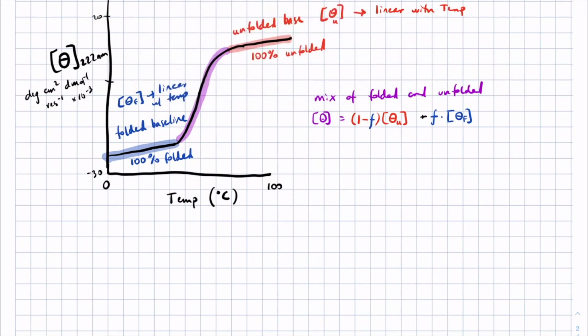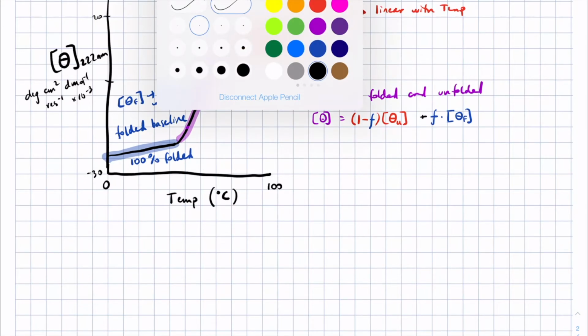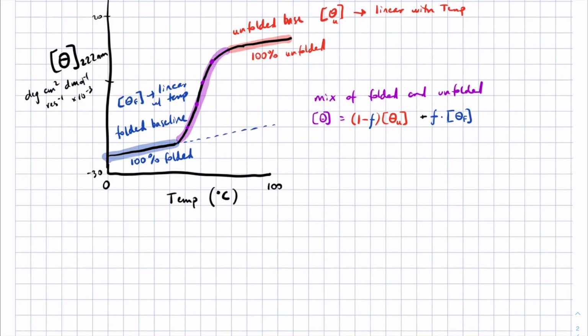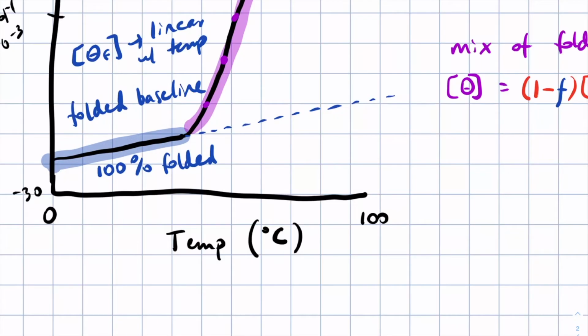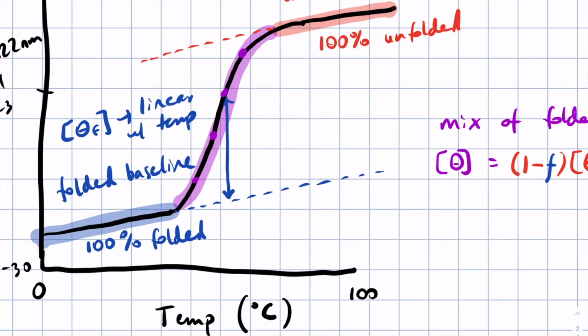At each point along this line, we can calculate a fraction folded. And the way we do that conceptually is we will extrapolate a line for the folded conformation and extrapolate a line for the unfolded conformation. And then at any given temperature, we're going to observe the distance between our data point in purple and the folded baseline at that temperature, and then our data point in purple and the unfolded baseline at that temperature. Based on that, we can calculate fraction folded.